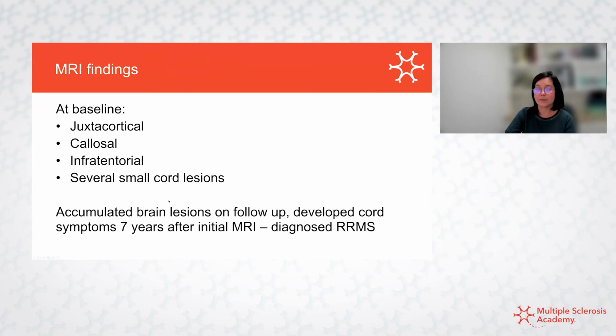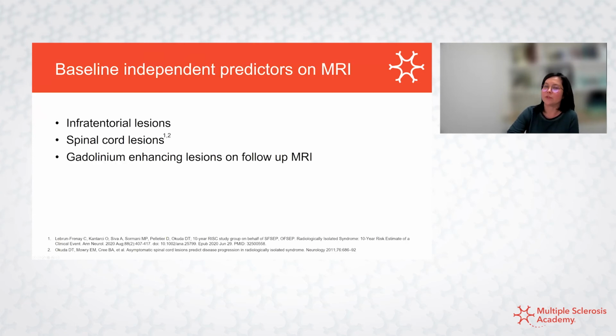He continued to be followed up and had MRIs where he accumulated brain lesions, and at 7 years developed a cord syndrome and was diagnosed with relapsing remitting MS and started on DMT. So just to finish up, as Camilla already pointed out, but I'd like to reiterate, the infratentorial and spinal cord lesions are really important. So it's very important to scan the cords of patients that you think have inflammatory looking type white matter lesions.